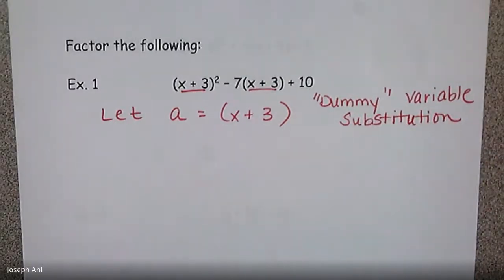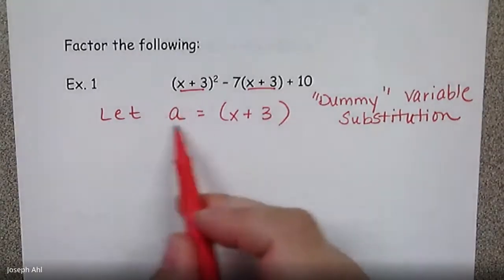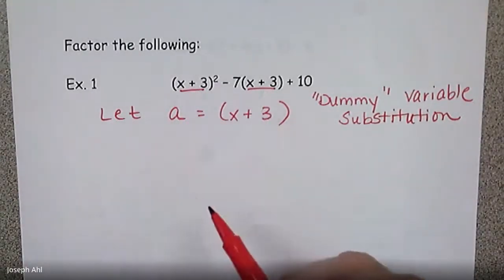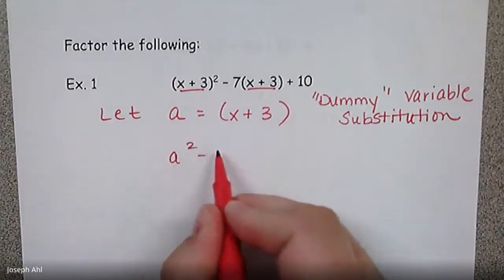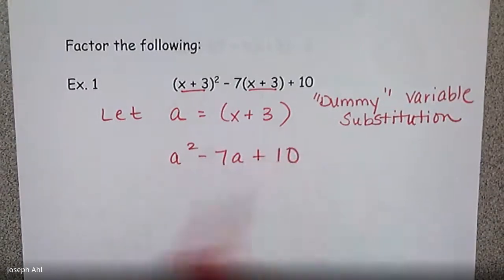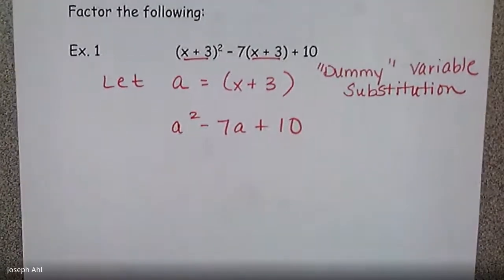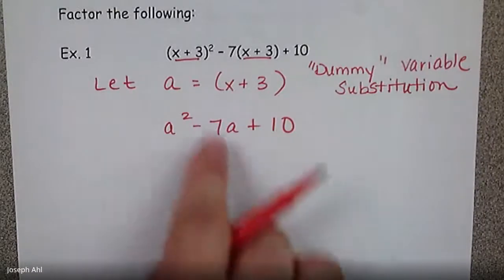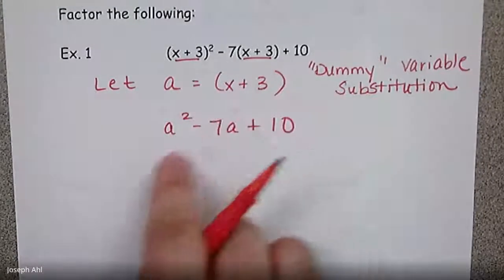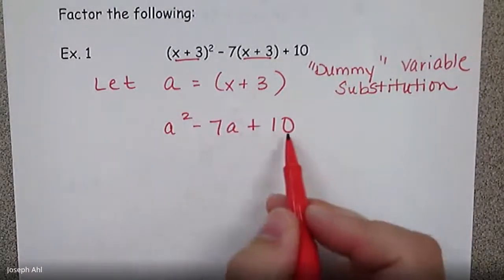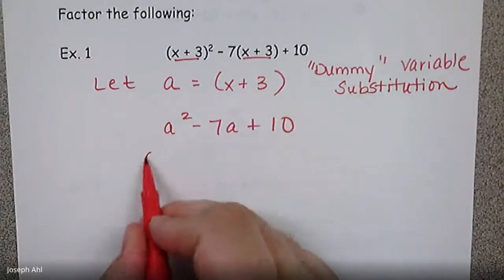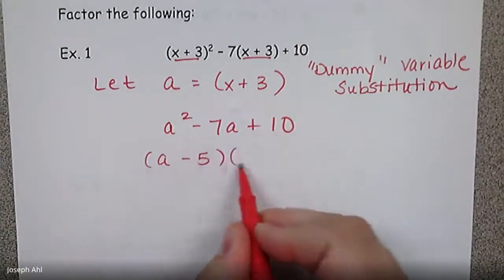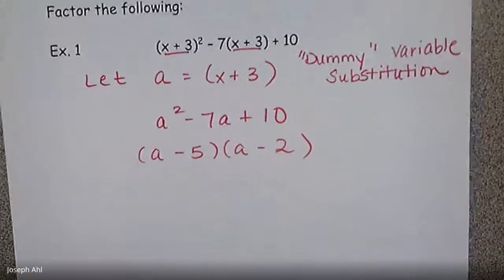But if you hear me refer to a dummy variable, that's what I'm talking about. Just plugging in a variable as a placeholder for now to make my job a little bit easier, because then look at what this turns into: a squared minus 7a plus 10. Cool, I know exactly how to factor that. Maybe it wasn't as obvious in its original state, but now I can figure out things that multiply to 10 and add to -7. So that's going to be a minus 5 and then a minus 2.